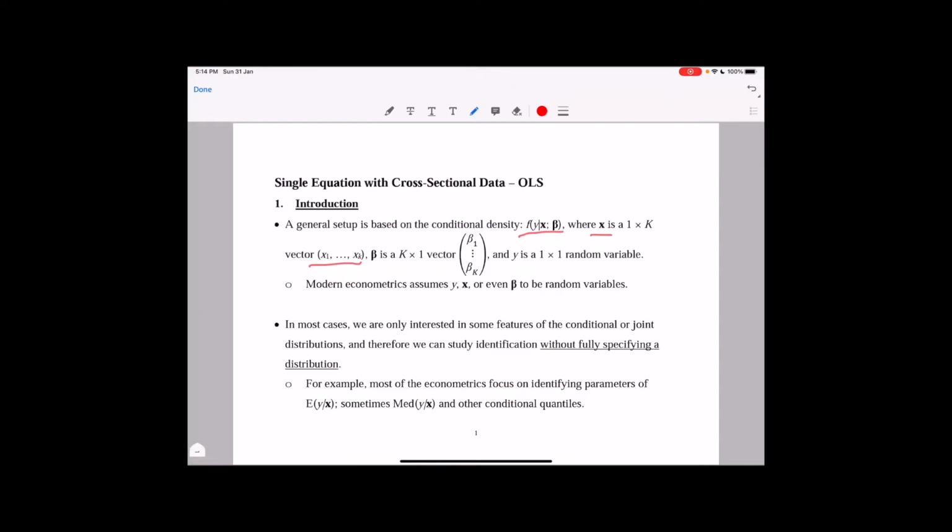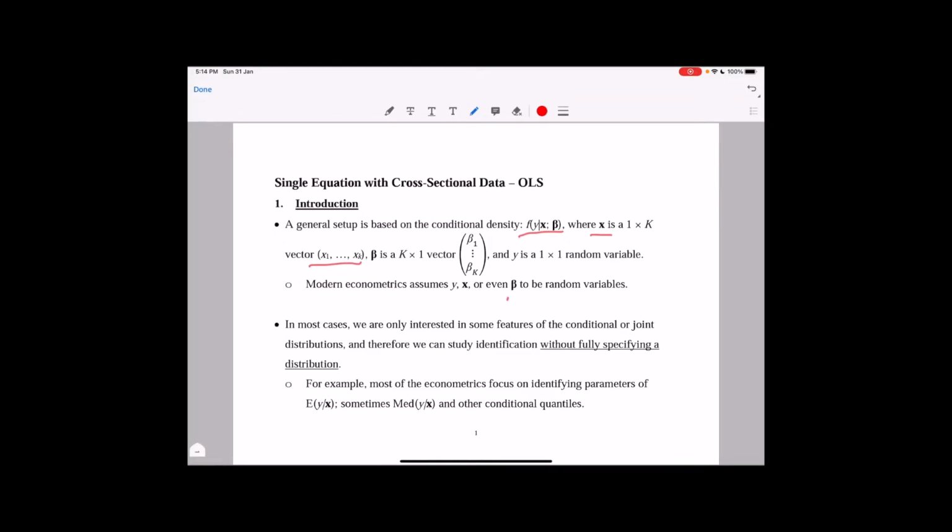Modern econometrics actually assumes y, x, or even beta to be random variables. Later, when we talk about local treatment effect and the instrumental variable, we're going to see some cases where even beta is a random variable. For now, let's just focus on the case that y and x are random variables and beta is not a random variable. They are simply coefficients.